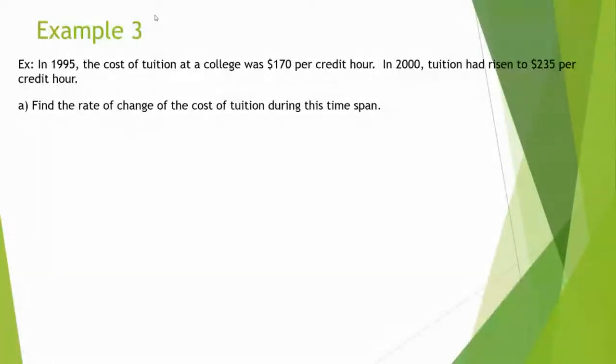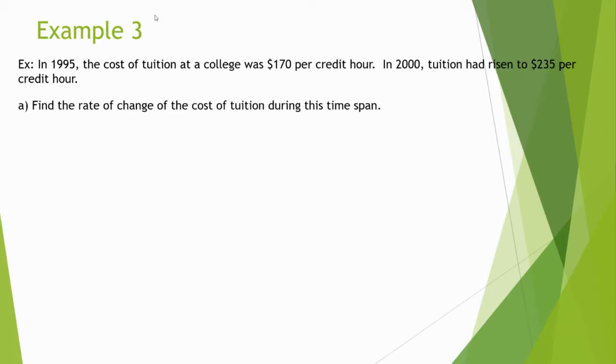Example 3. Okay, so here in 1995, the cost of tuition at some college was this much. Now, even though you have "per" there, this is not a rate of change. Hopefully you can see that from the context of the problem. But in 1995, that was the tuition cost.